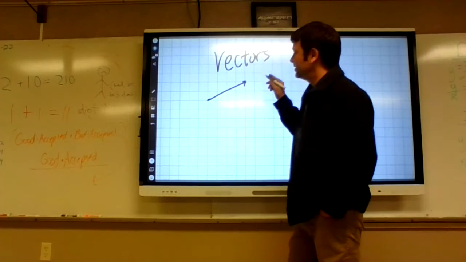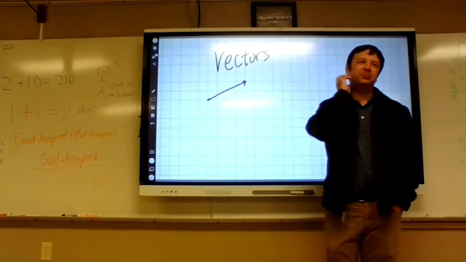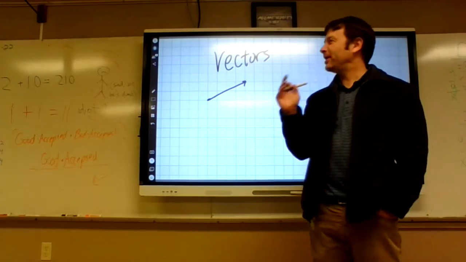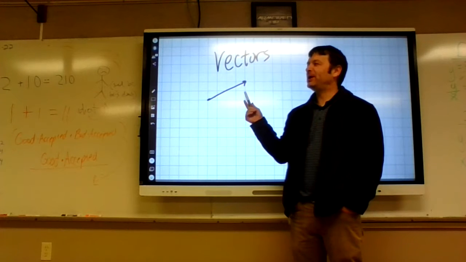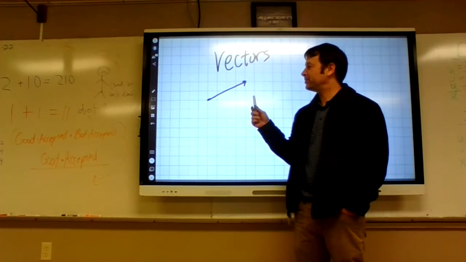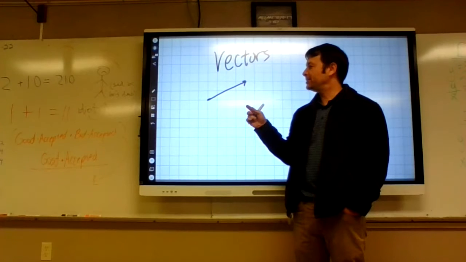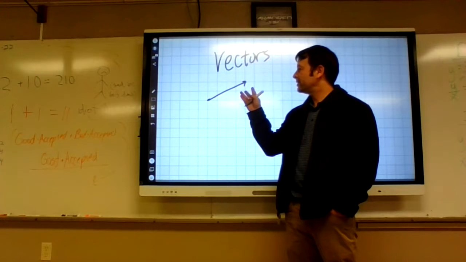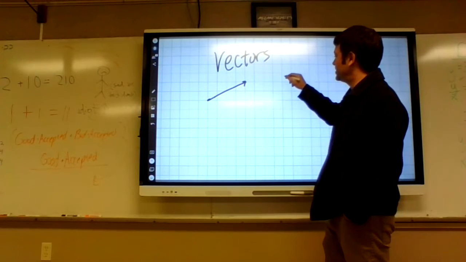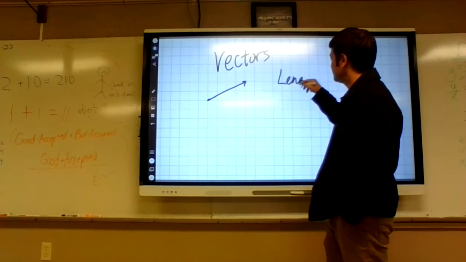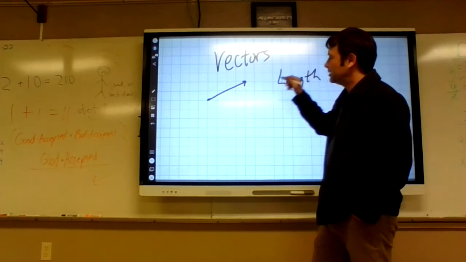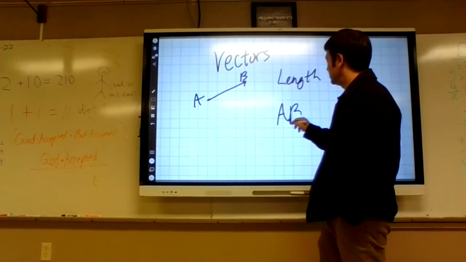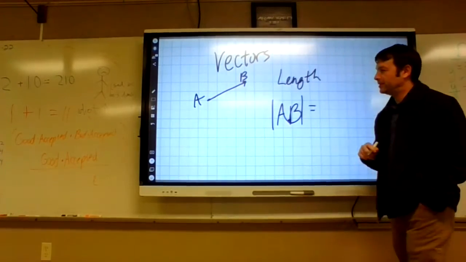Talking about vectors. There's a quote from Despicable Me, I love that. Basically, a vector is something that has both direction and magnitude. Magnitude is represented by the length. So when they say magnitude, they mean the length of the vector. And the way that they represent it is like this. So how long is vector AB?